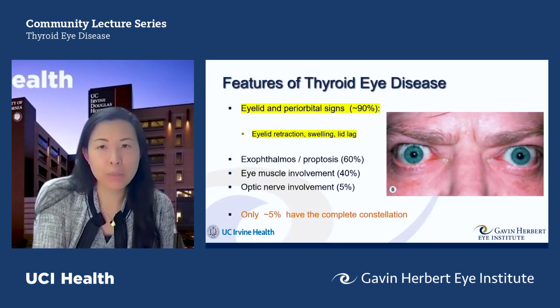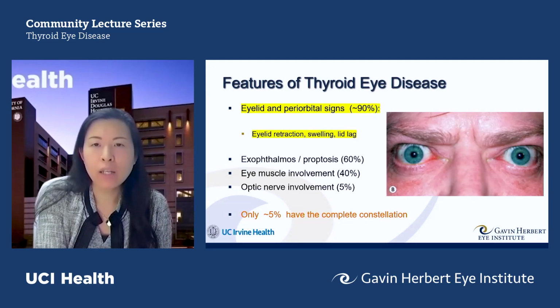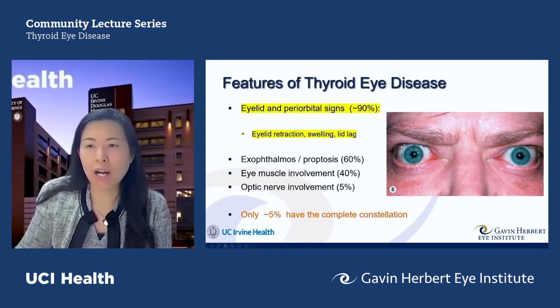So here are some of the features of the thyroid eye disease, and I'll just go over them quickly. We're probably going to go into much more detail in our subsequent lectures. So eyelid and periorbital signs are very common. So here you see a picture of eyelid retraction.